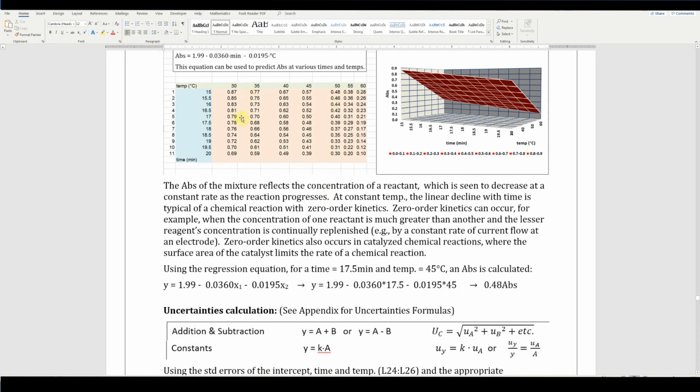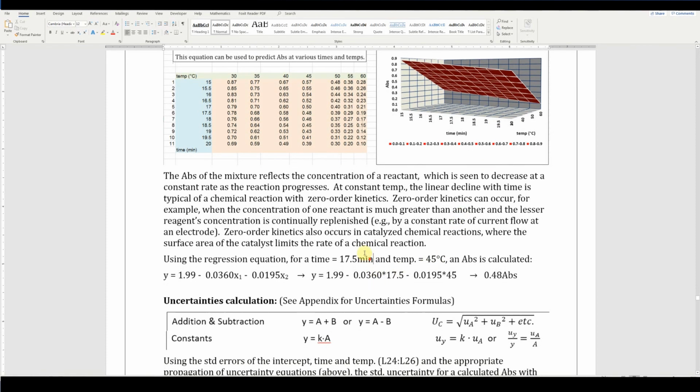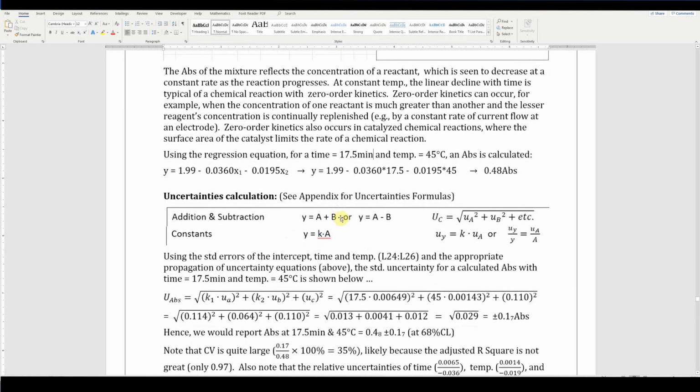Now these values were just calculated from the regression equation, and so this is a perfect fit. Our data may not be perfect, but this is what it would look like if it were perfect. So putting those values into our equation, a time of 17.5 minutes and a temperature of 45 degrees C times their coefficients plus the intercept, the value is 0.48 absorbance. Again, that's the application. It's quite useful.